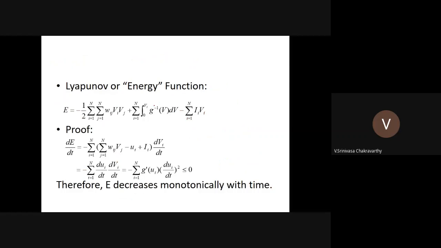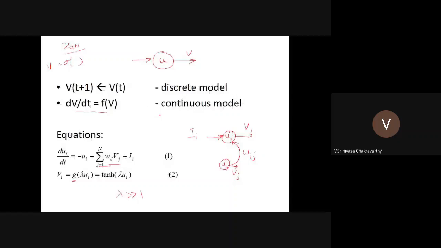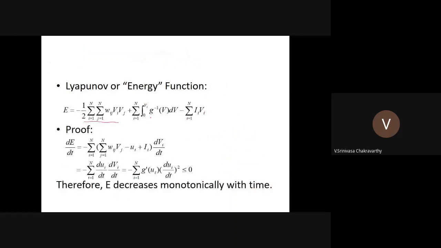So here also there's an energy function, which is a small extension of the previous one. You have the original energy function, which is the sum over Wij, Vi, Vj. In addition, you have a couple of terms. One term is the integral of G inverse, where G is the tanh function. This is G inverse of V dV. This integral is done for every variable, every neuron. And then you have the third term, which comes because of the external input Ii.